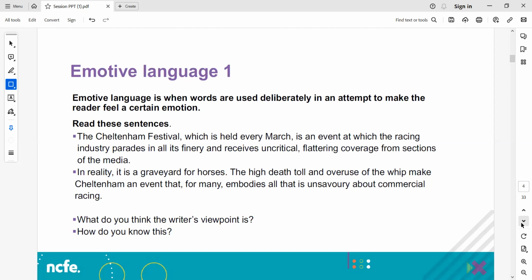So emotive language. That's the use of words deliberately in an attempt to make the reader feel a certain emotion. So if we have a look at these two sentences, I'll give you a chance to read them.